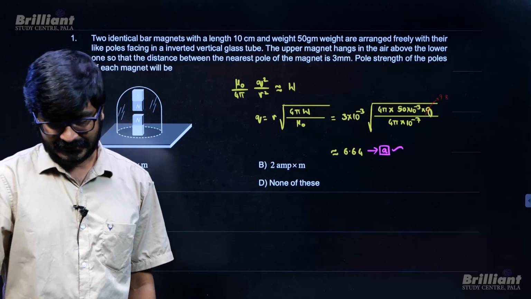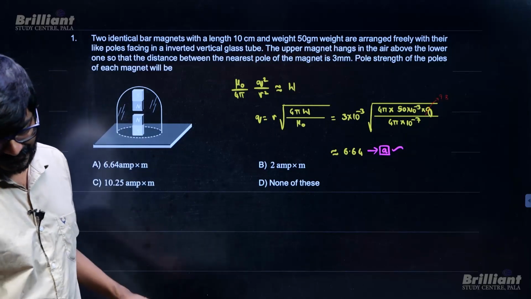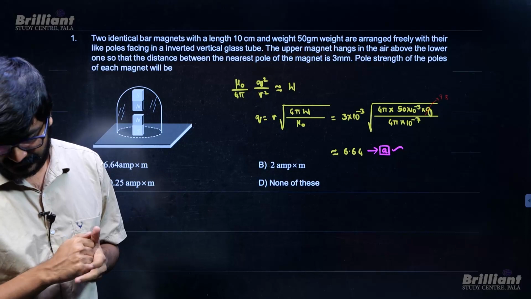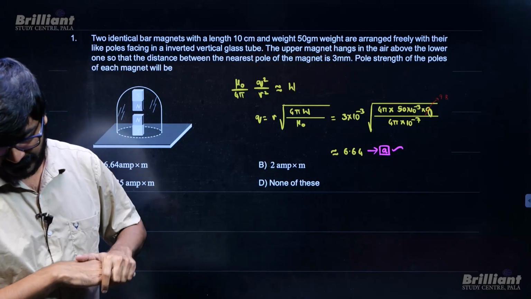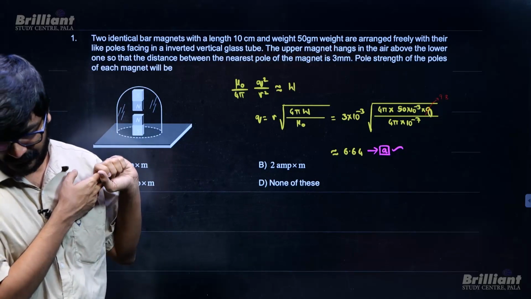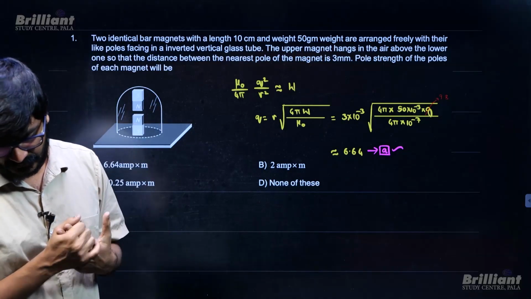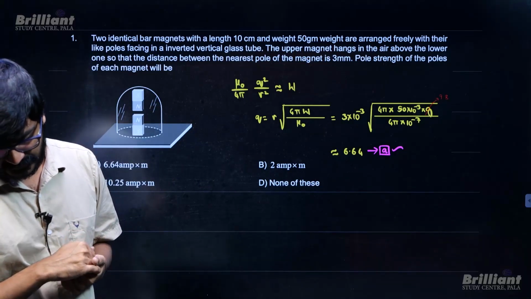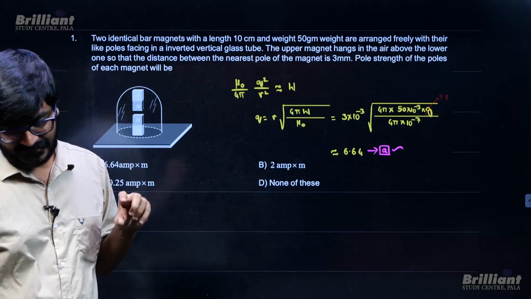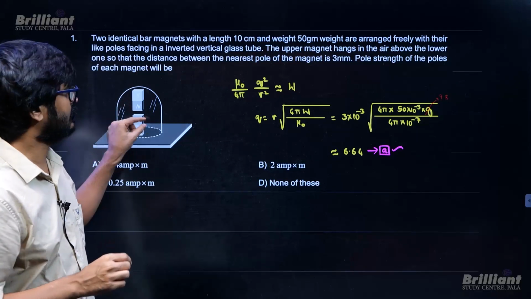Two identical bar magnets with a length of 10 centimeter and weight of 50 gram are arranged freely with their like poles facing, in an inverted vertical glass tube. The upper magnet hangs in air above the lower one, so that the distance between the nearest poles, see, now their lengths are 10 centimeter, but the distance between these two is 3 millimeters.